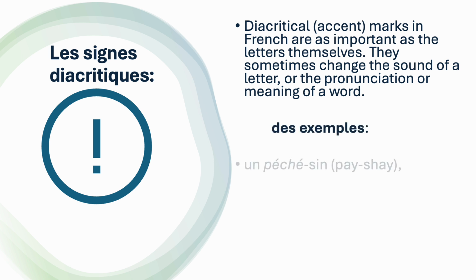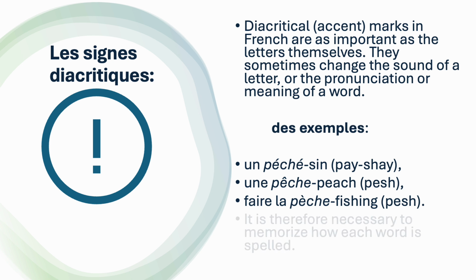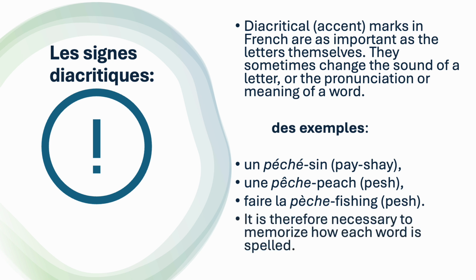Des exemples. Un péché is a sin. Une pêche is a peach. Faire la pêche is fishing. Note that the same letters were used in each example, except that there are diacritical marks or accent marks on certain letters which change both the pronunciation and the meaning of the word. It's therefore necessary to memorize how each word is spelled.